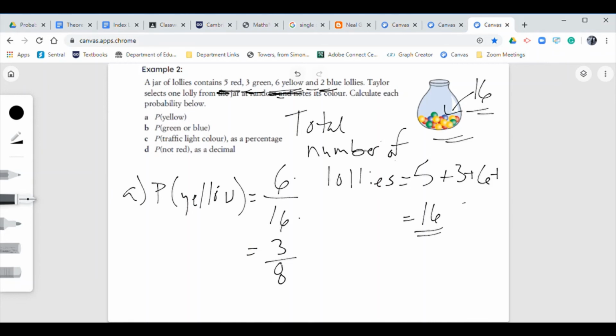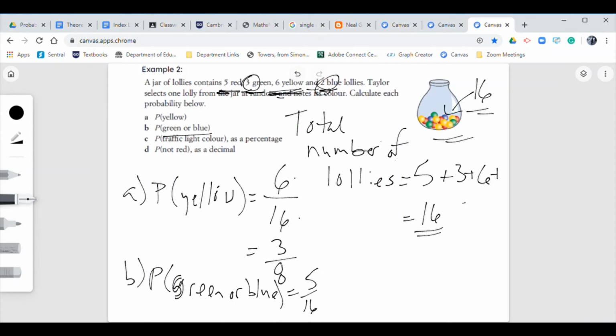Go on to B, a green or a blue lolly. What we do is we look at how many green lollies we have, which is 3, and how many blue lollies, which is 2. I know that 3 plus 2 is 5, so the probability of green or blue is equal to 5/16. And we can't reduce that any further, so that's as far as we can get it.